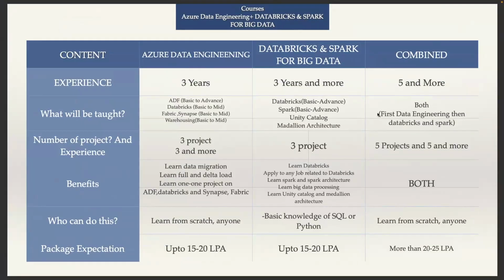So first we will learn... here it's written wrong. First we'll learn Databricks and Spark, and then we'll learn data engineering. Here you do 3 projects. Here also you do 3 projects. Here we do 5 projects, right? Here we learn data migration, full load, delta load. Here we learn Databricks and Spark in a detailed manner. So we are focusing on distributed computing in the Databricks and Spark course. And in the combined course, we learn both.